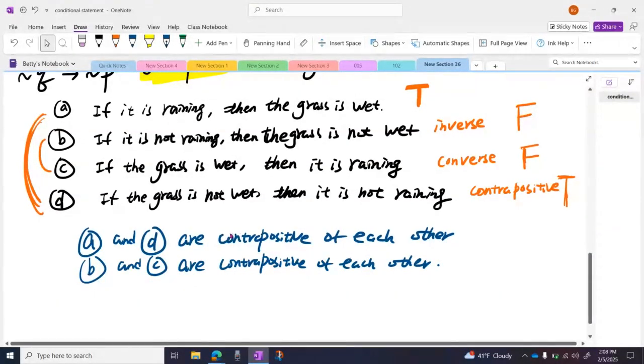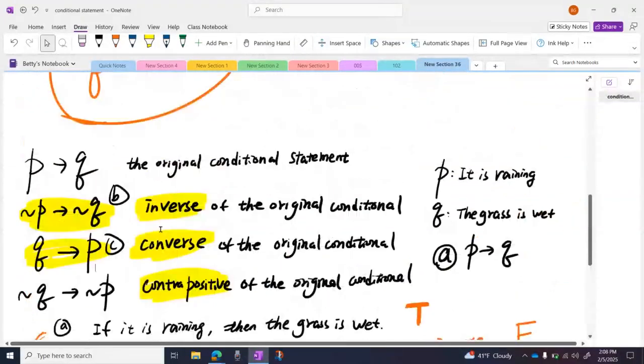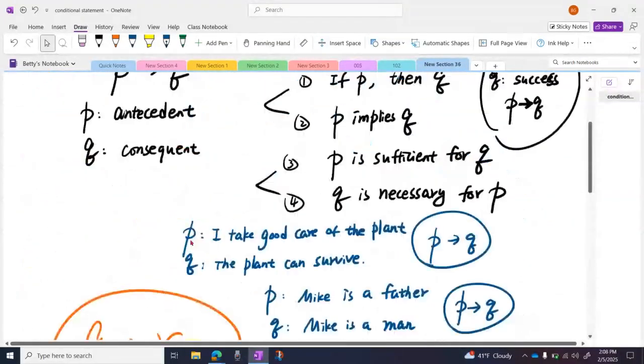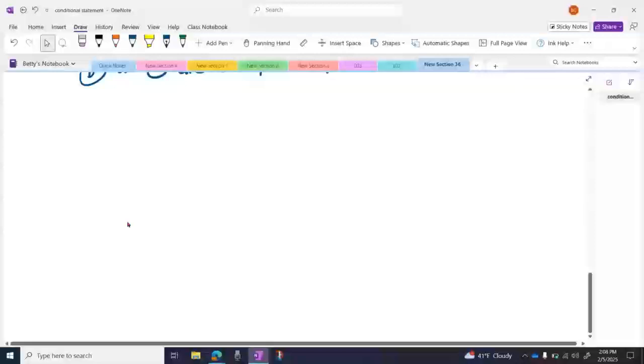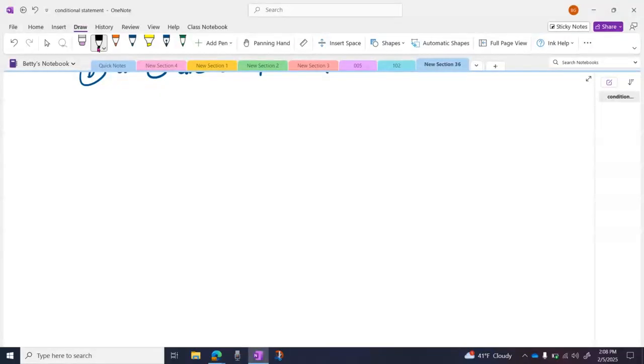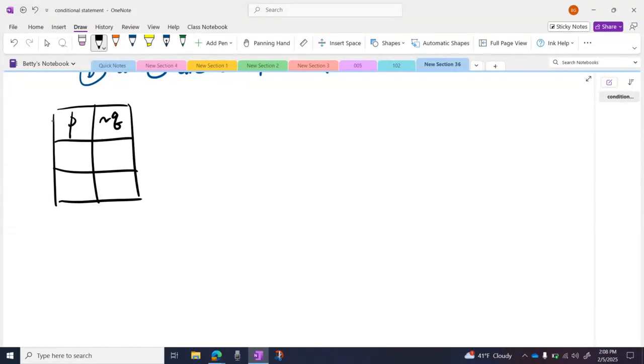Okay, so next, we spent time to understand the definition of a conditional statement, right? Next, we're going to talk about the truth table of a conditional statement. So far, we have learned 3 truth tables. We have learned negation. Let me quickly write them down. If P is true, the negation is false. If P is false, its negation is true. Very simple.